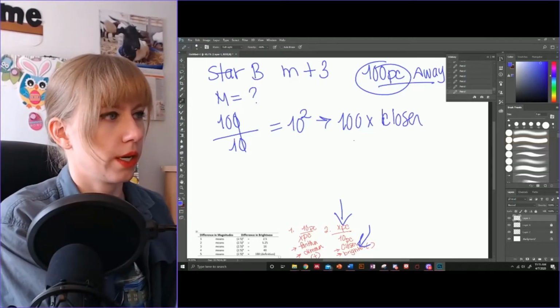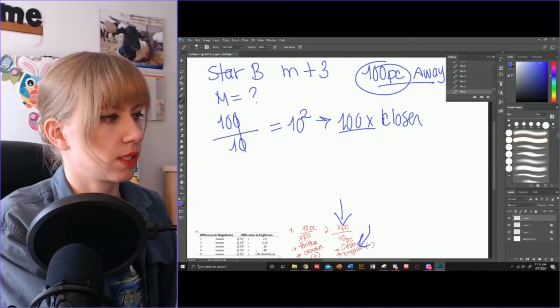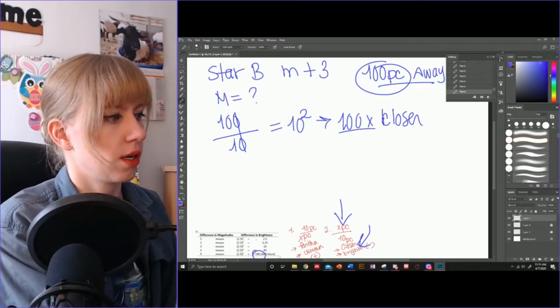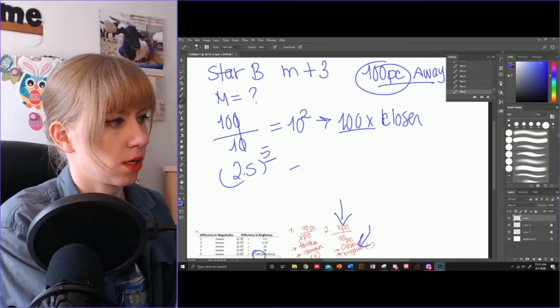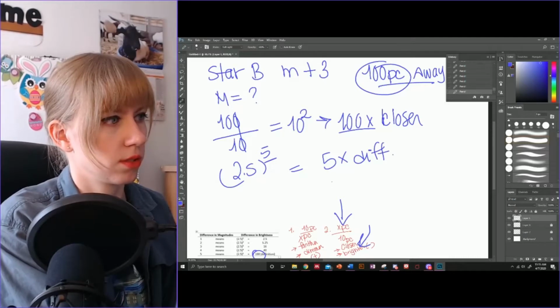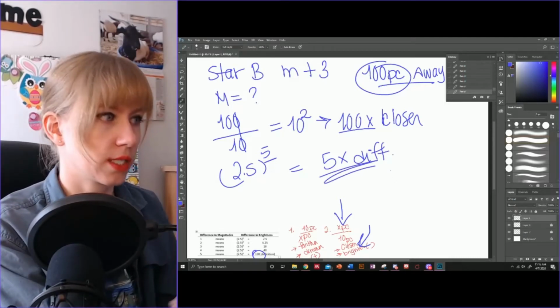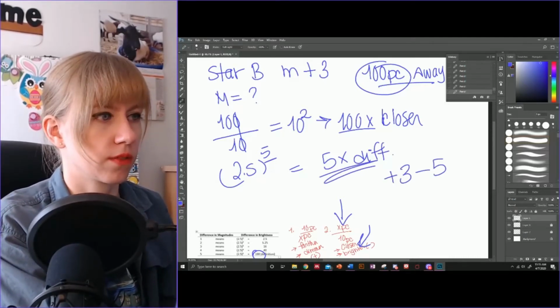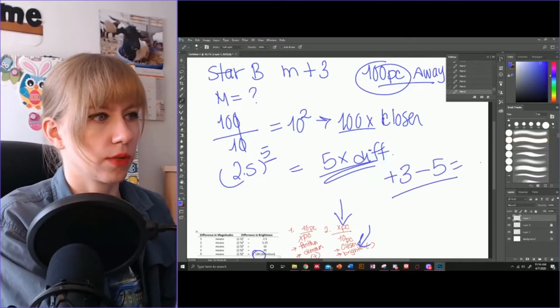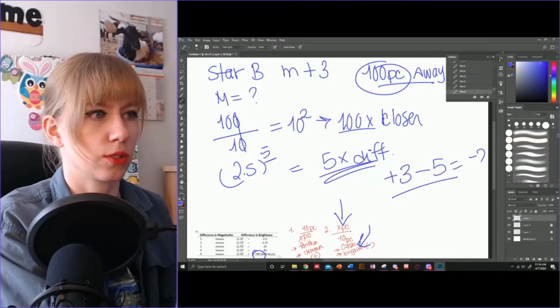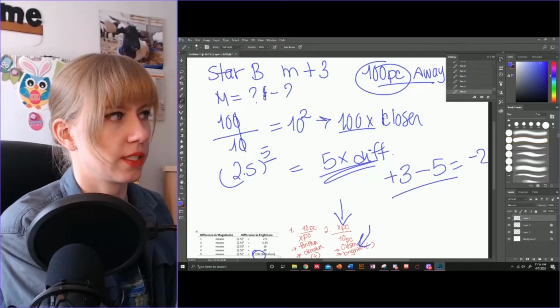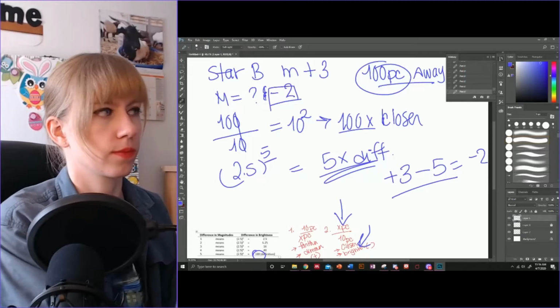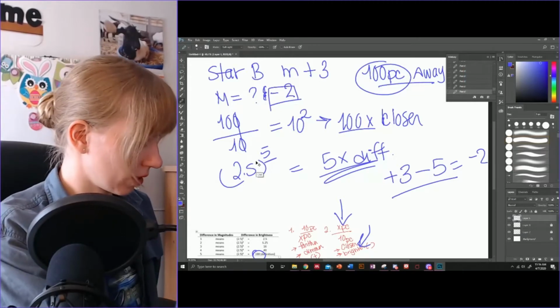Okay? And 100 is easy to break down. We see it on here in our definition side. It's going to be 2.5 to the 5th, which is pretty simple, which means we are going to have 5 times a difference in magnitude. Right? And since we're subtracting, we're going to do plus 3 minus 5, and that's going to equal minus 2. Okay, so our absolute magnitude in this case is going to be minus 2. Okay? Alright, let's give one more go for this one.